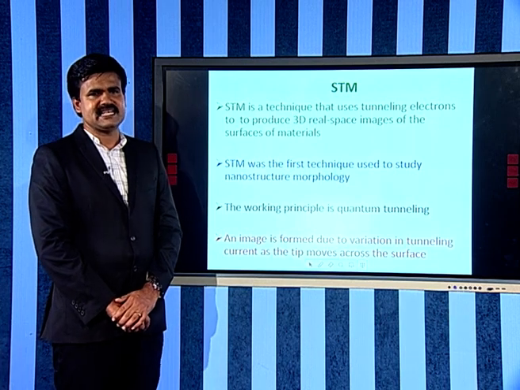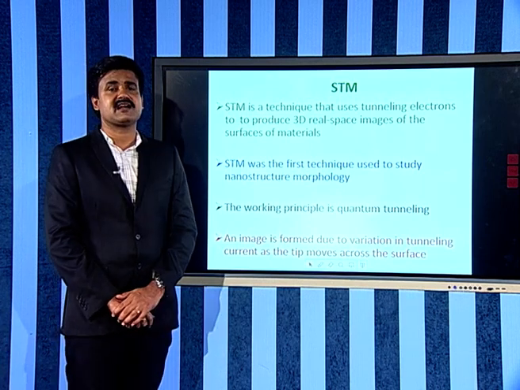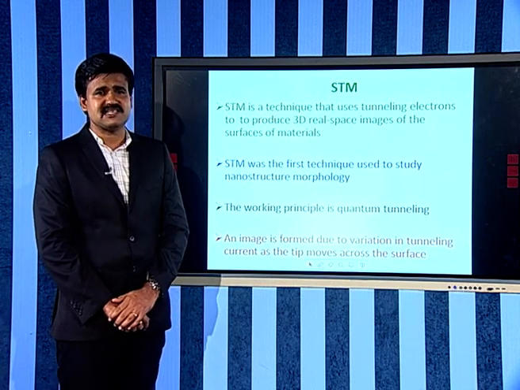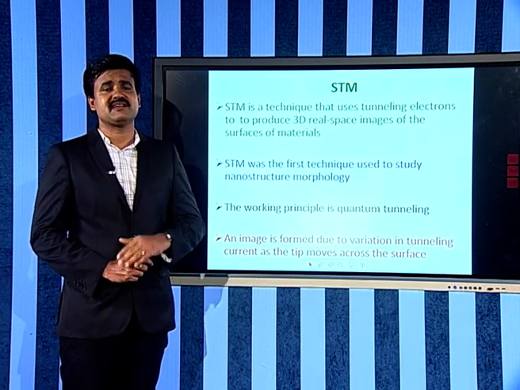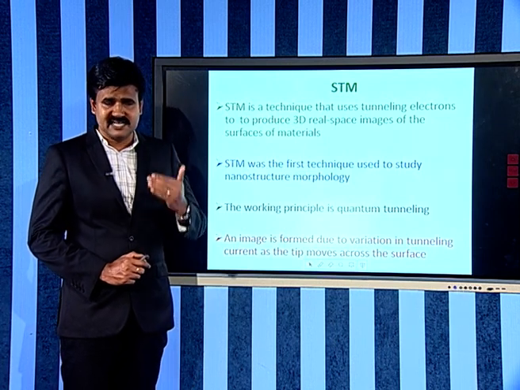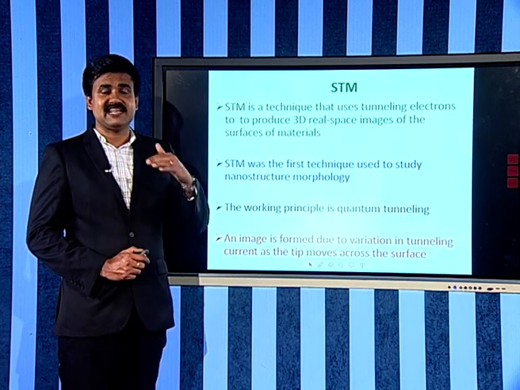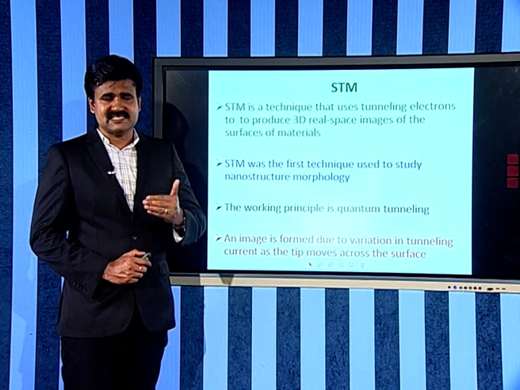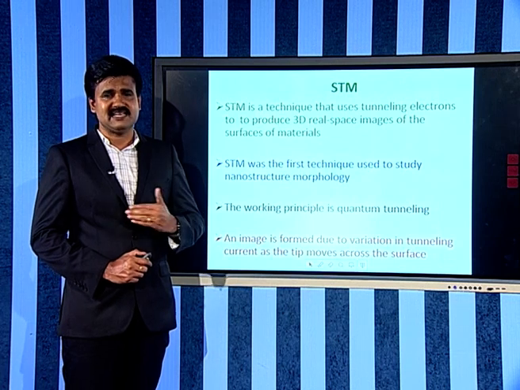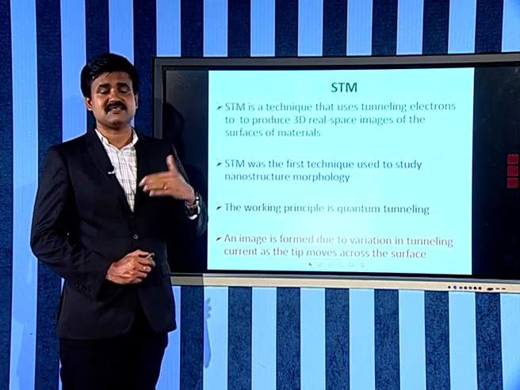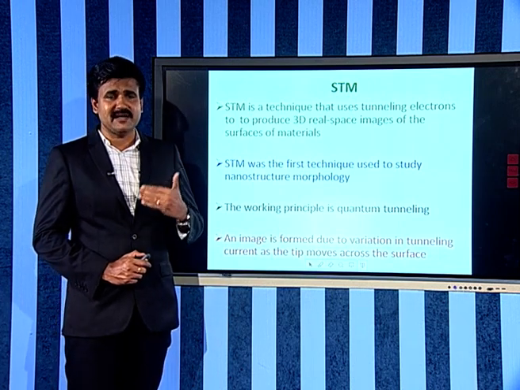STM is a technique that uses tunneling electrons to produce three-dimensional real space images of the surface of materials. Tunneling is a phenomenon. I think you are all familiar with the phenomenon of quantum mechanical tunneling. Tunneling means entry into a restricted area. Tunneling electrons means that in certain circumstances, electrons cross the barrier and enter into a restricted area. That phenomenon is called tunneling, simply quantum mechanical tunneling. That tunneling is utilized in scanning tunneling microscopy.